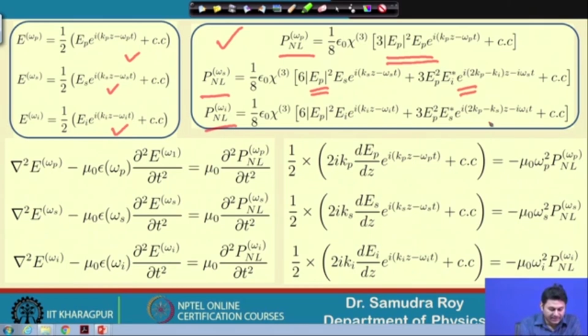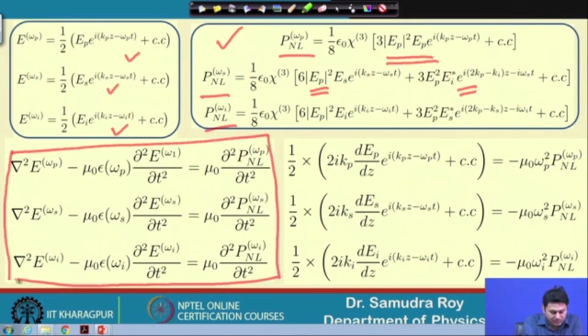In this portion I just wrote all three Maxwell's equations that you can use. In the first case, how the pump is going to evolve is shown. In the second case, how the signal is going to evolve is shown. In the third case, how the idler is going to evolve is shown. Here there is a slight mistake: it is written omega 1, it should be omega p, anyway.